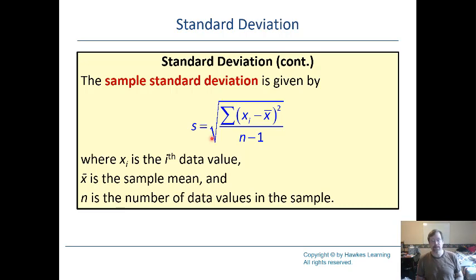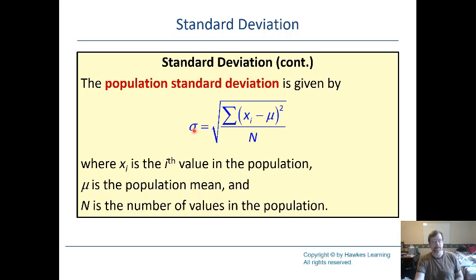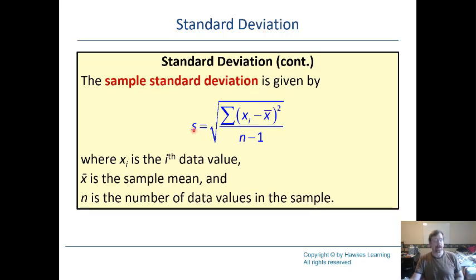The sample standard deviation is very, very similar. We've got the sample mean instead of the population mean. Use a slightly different symbol there, S instead of sigma. And instead of having the total number of data points in the population, we've got the number of data values in the sample minus 1. So our denominator is different here, and it's important to keep that in mind.